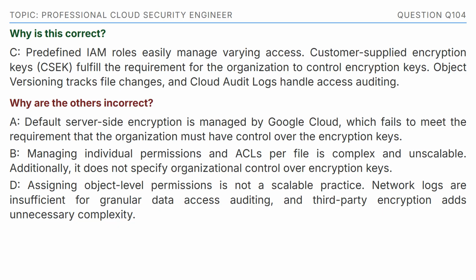Why are the others incorrect? A. Default server-side encryption is managed by Google Cloud, which fails to meet the requirement that the organization must have control over the encryption keys. B. Managing individual permissions and ACLs per file is complex and unscalable. Additionally, it does not specify organizational control over encryption keys. D. Assigning object-level permissions is not a scalable practice. Network logs are insufficient for granular data access auditing, and third-party encryption adds unnecessary complexity.